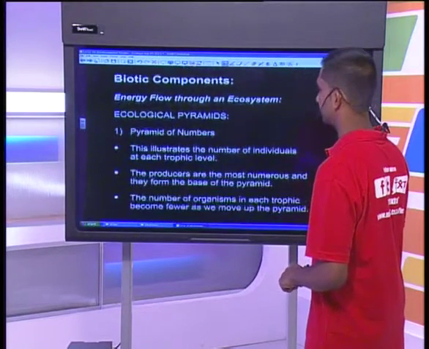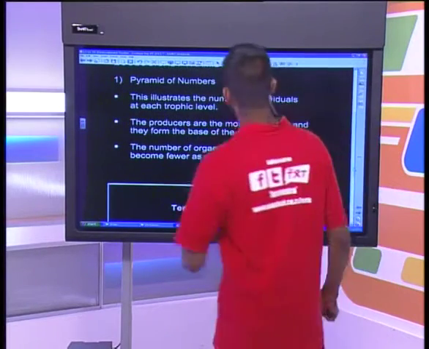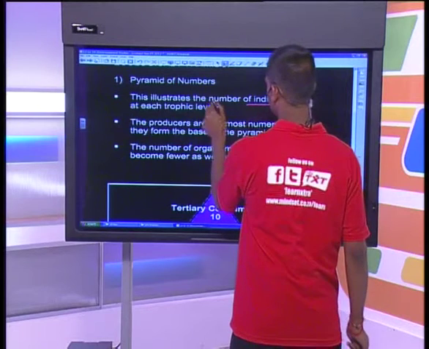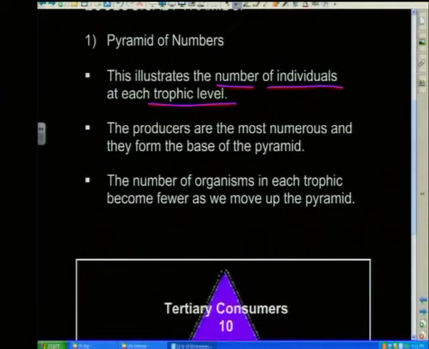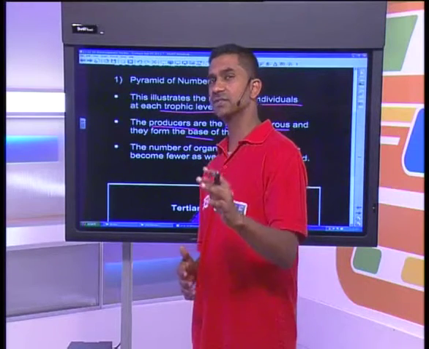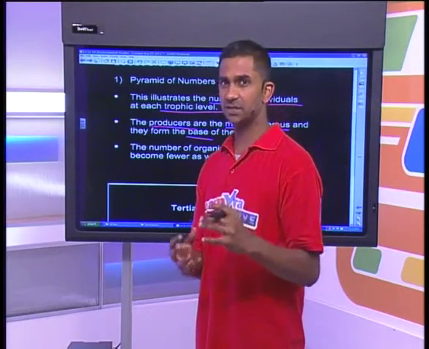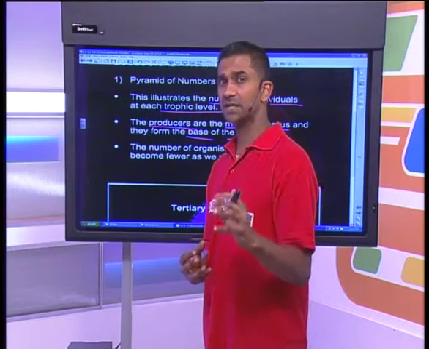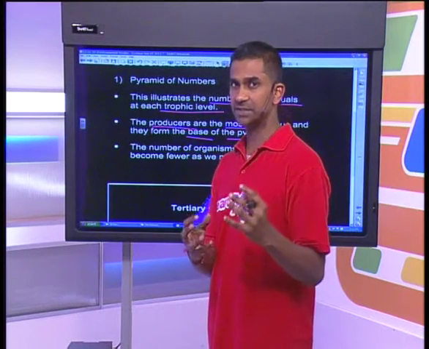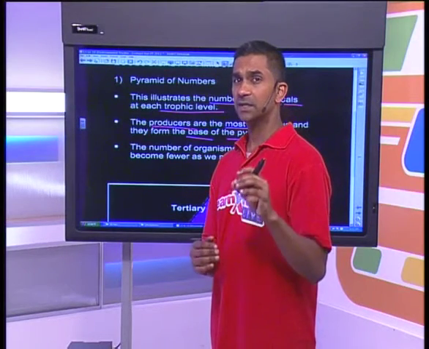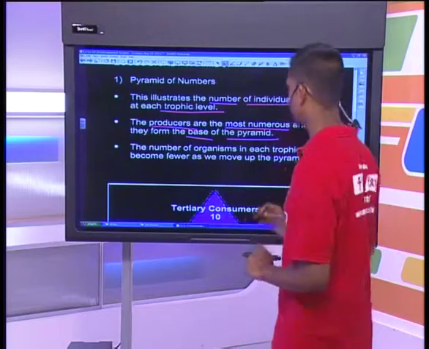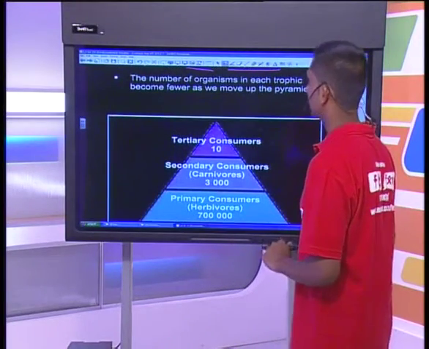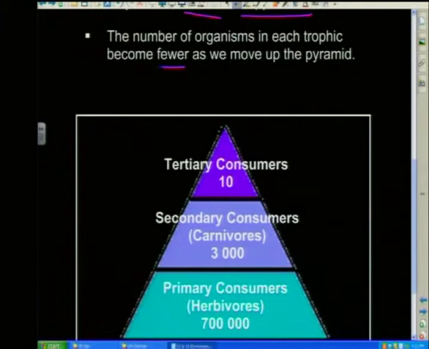Okay, right. So a pyramid of numbers will illustrate the number of individuals at each trophic level. We'll find that the producers are the most numerous, and they will form the base of the pyramid. In any food chain, we saw that producers will always be the organisms that produce the energy. We said that they can photosynthesize because they contain chlorophyll and they can convert that energy into chemical energy. And hence, in most pyramids, the producers would be made up of plants that are capable of photosynthesizing. Okay. The number of organisms in each trophic level becomes fewer as we move up the pyramid. And we'll talk about this in a little while.